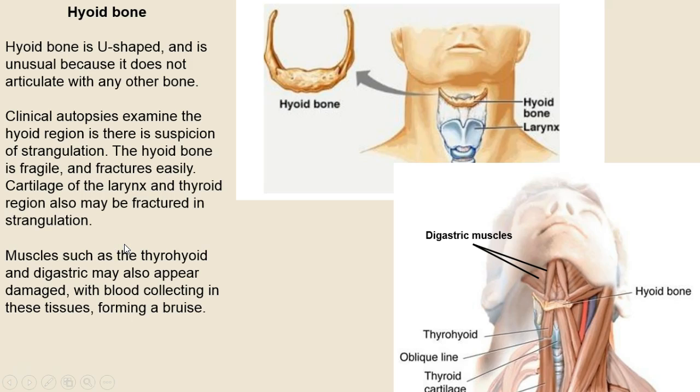Finally, the hyoid bone. It's just a little U-shaped structure, but it can be damaged quite easily, along with the cartilage and bruising of some of the muscles in this region. And that's why autopsies often examine this region if there's any suspicion of strangulation.